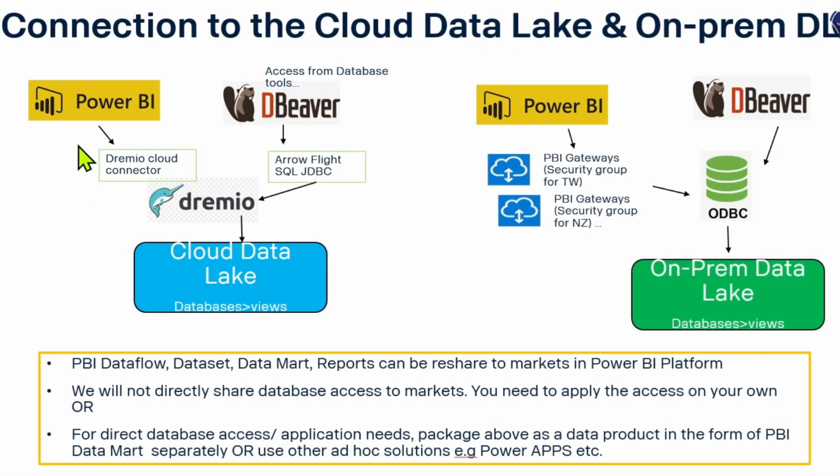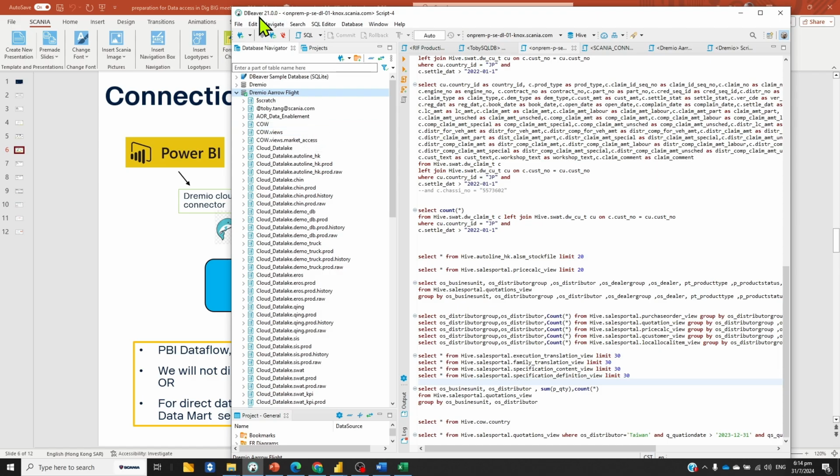So if you are not just connected by Power BI for Power BI reports, and you want direct database access to the data lake or the data source itself, you can use any database tools like DBeaver. For example, you can connect via ODBC to the on-prem data lake or JDBC to the cloud data lake, like this one. This is the DBeaver.